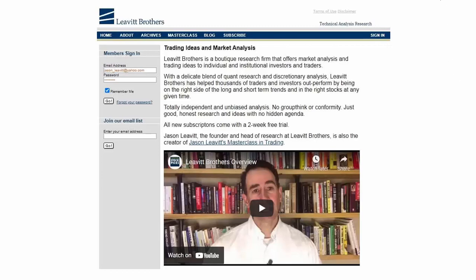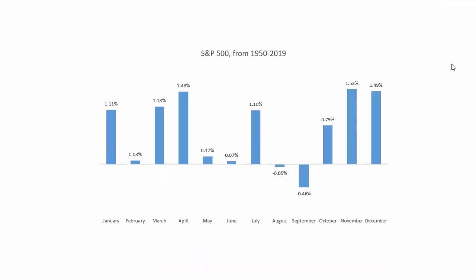The first seasonality pattern I'm going to look at is just the month-by-month performance of the S&P 500. Here we have the S&P 500 from 1950 to 2019. This is what the market has done every January. Add them all up, divide by the total. This is how well it's done in February, and so on.